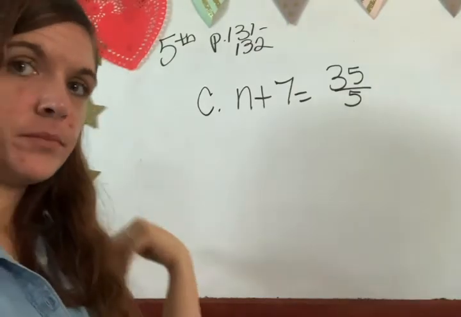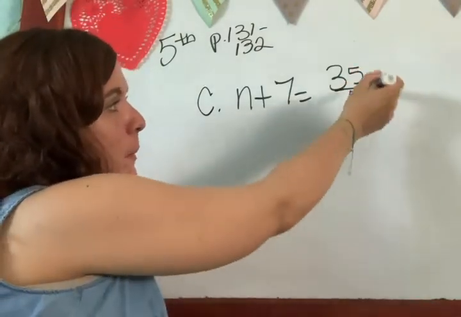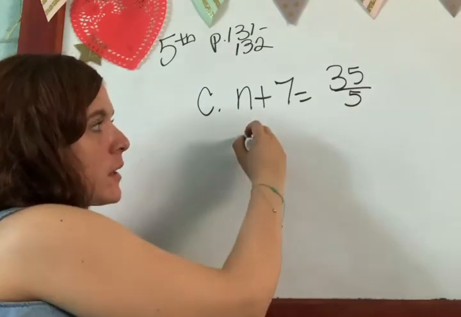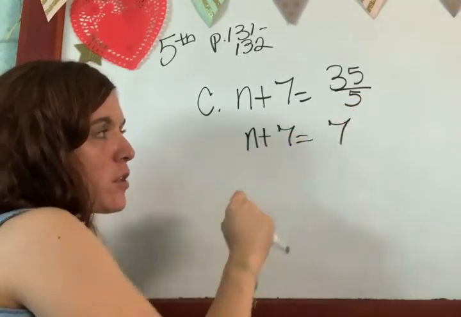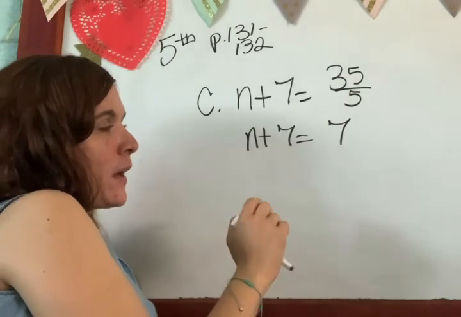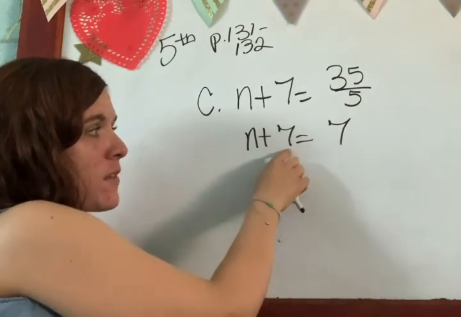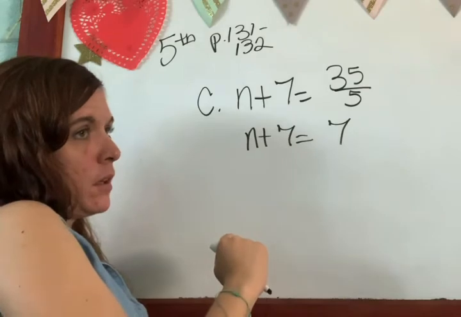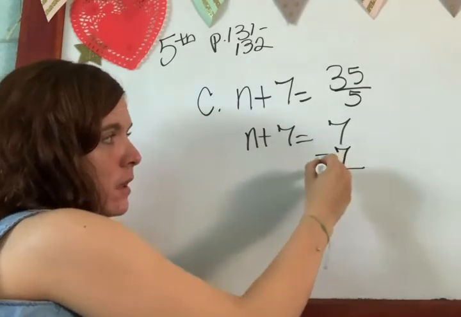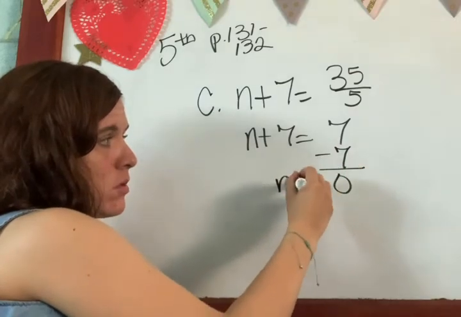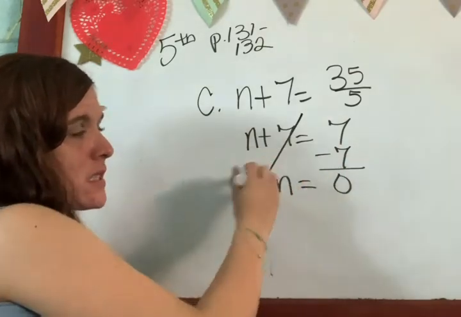Okay, ready? Here we go. 35 divided by 5 is what, Frankie? 7. So we're going to write n plus 7 equals 7. Okay, because we got to finish up first. Okay, Dwayne, what do we do next? What's the 7 doing to the n, buddy? Adding, so what do we do? Subtract. What? Que raro. N equals 0, right?